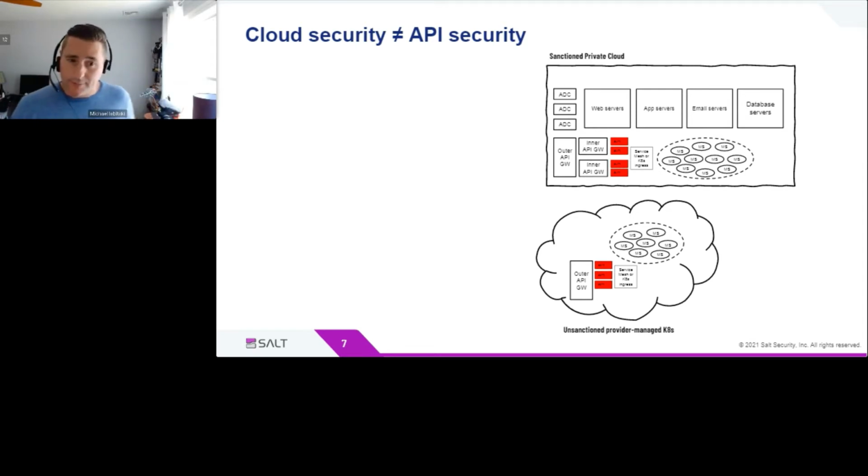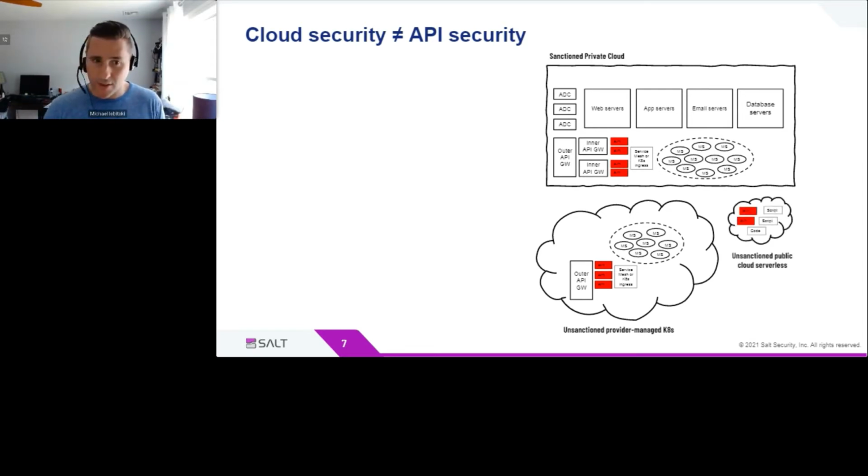Public cloud serverless, right? Those PaaS environments I was talking about. In this case, this would be something like AWS Lambdas or Azure Functions. You might not even be mediating those API calls. The code's going to execute and terminate, so these typical mechanisms, gateways, you might not even have at your disposal. And then unsanctioned PaaS environments, like Salesforce, for example.